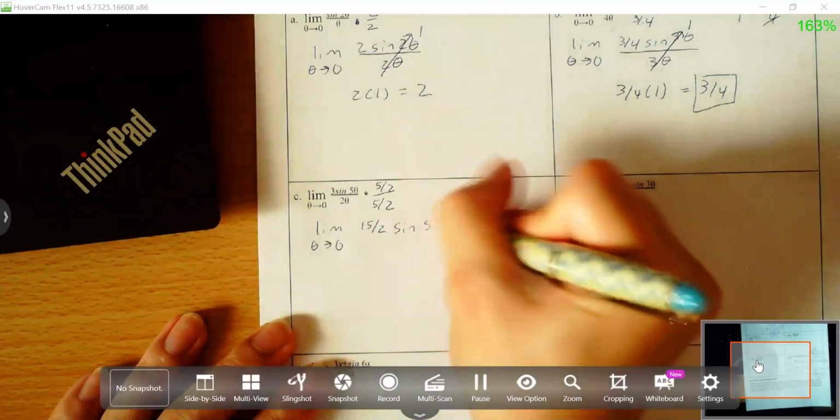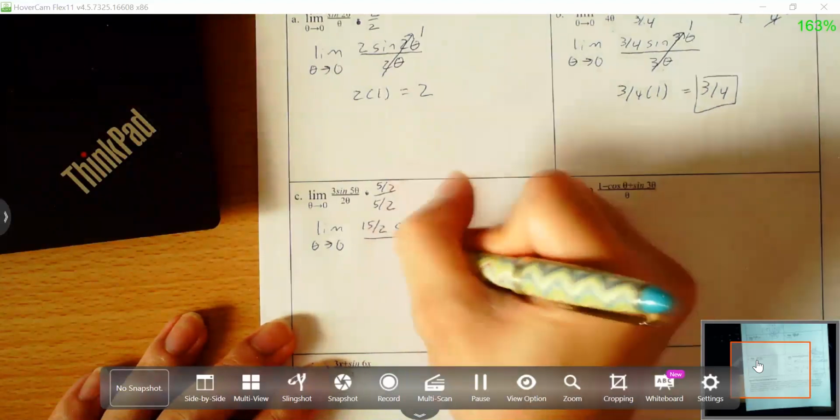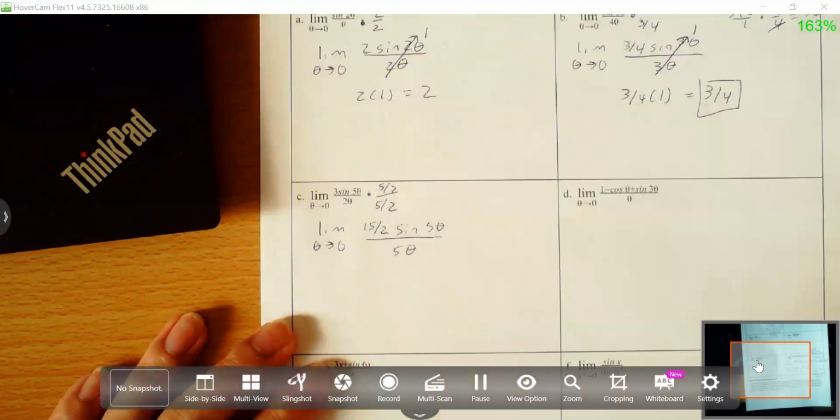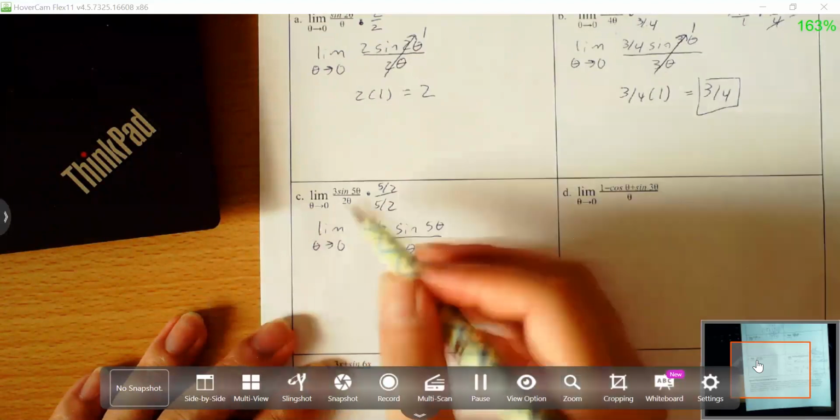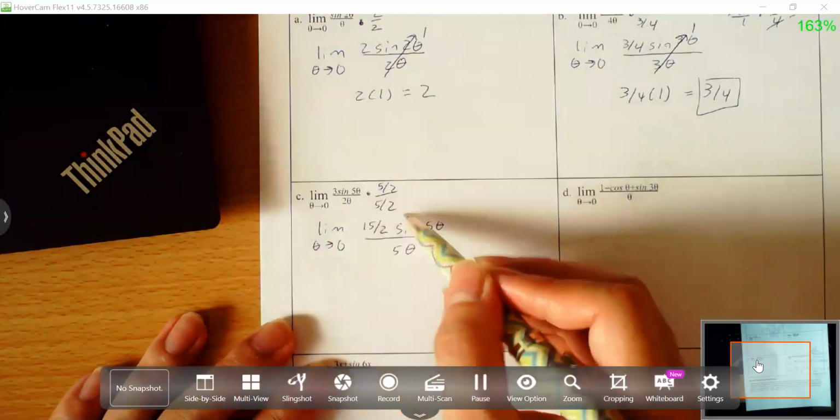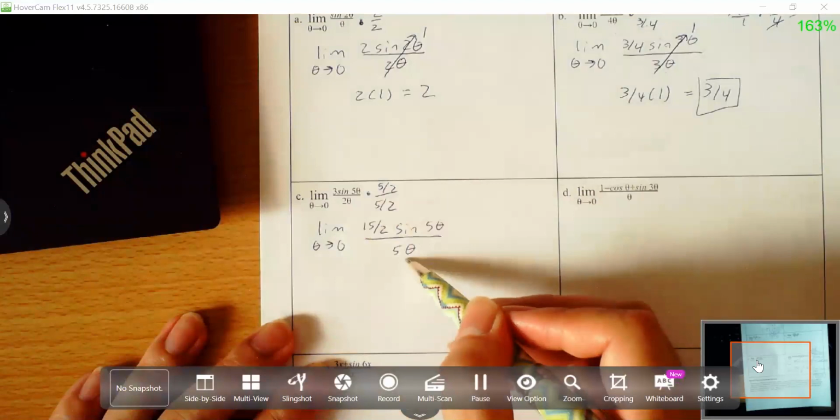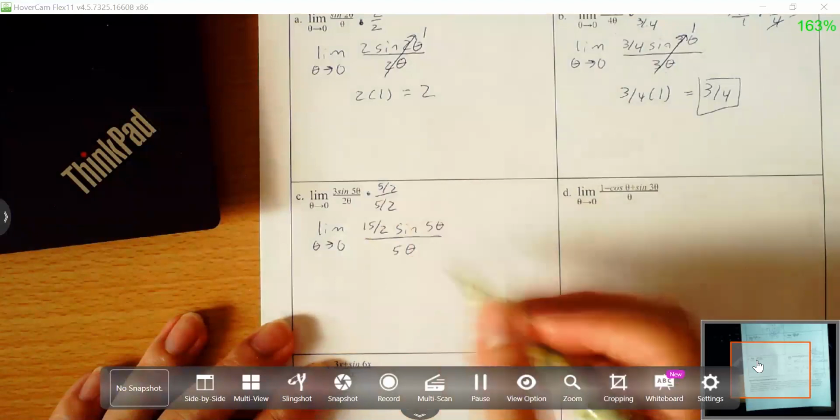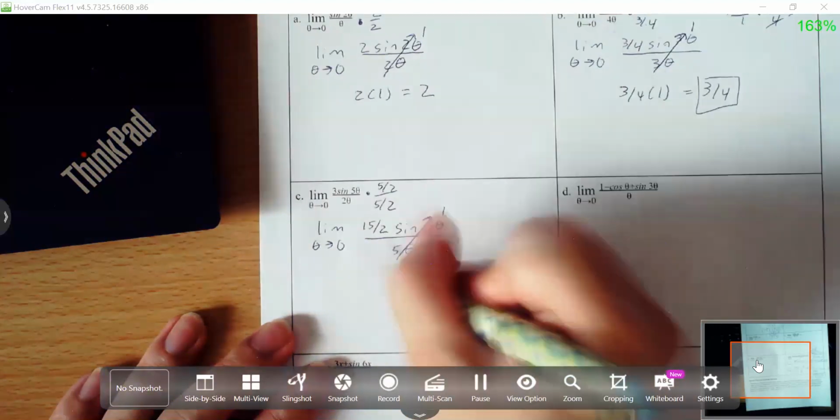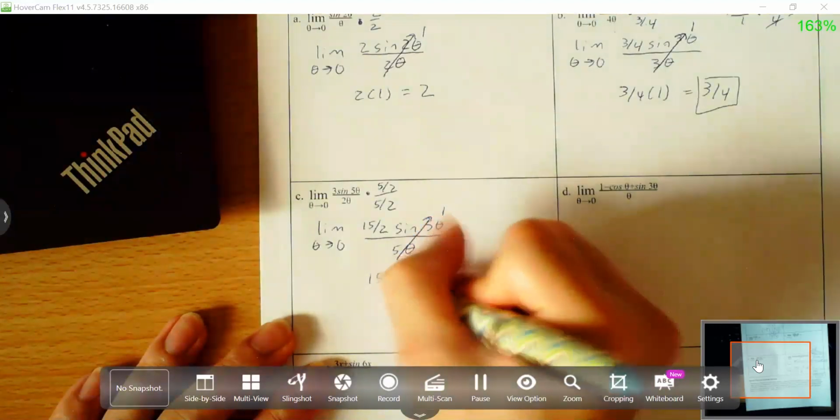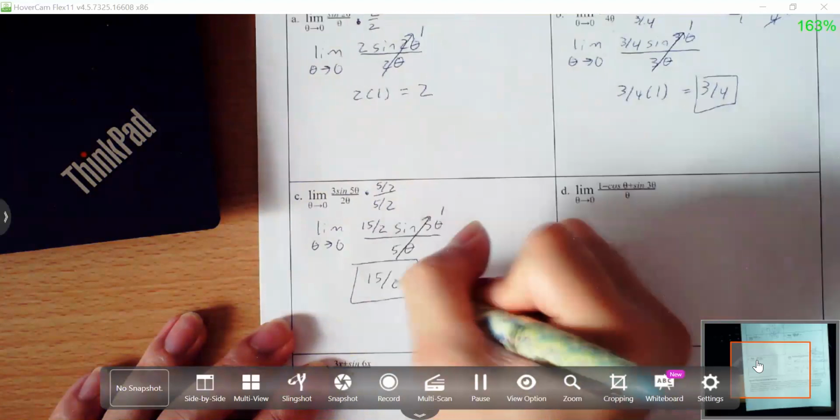Sine of 5 theta all over 5 theta, right? And if you really need to see that worked out, 2 theta over 1, the 2's cancel and you're left with 5 theta. Okay? But I know this is just 1, so my answer here is just 15 over 2.